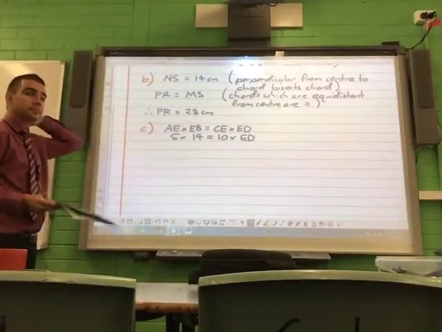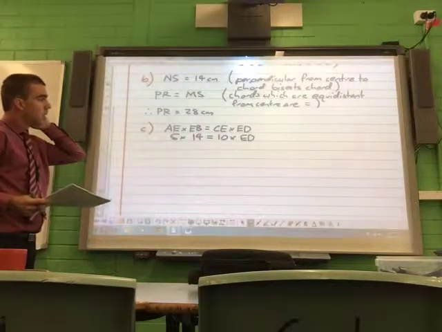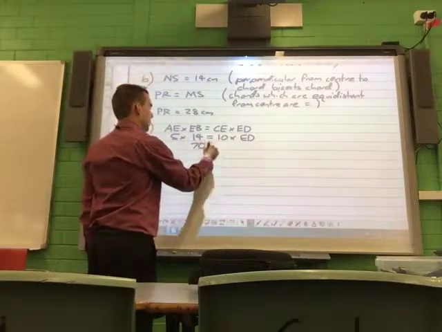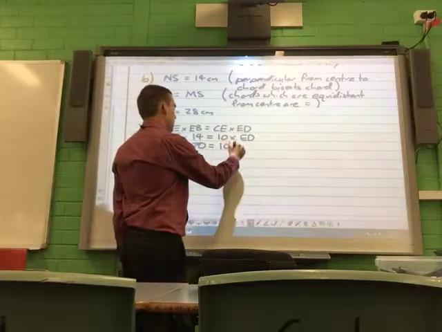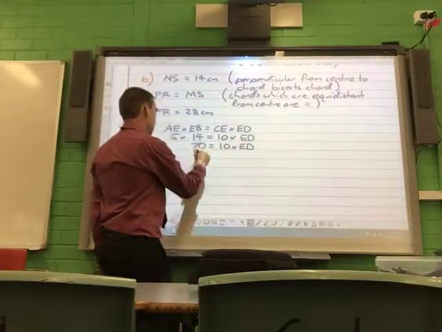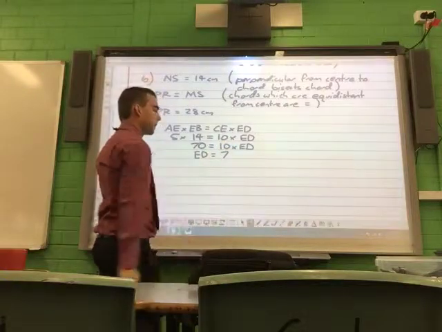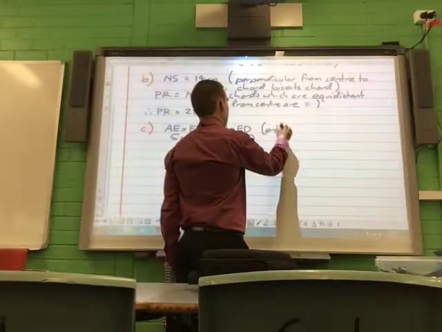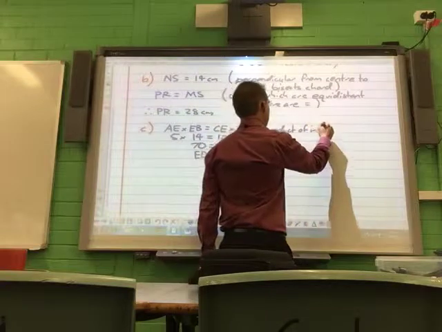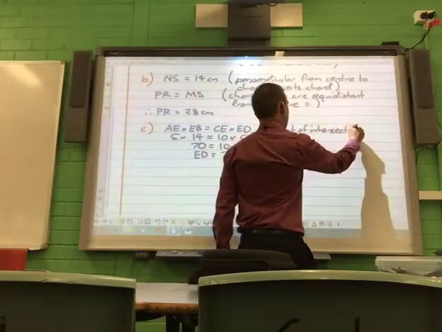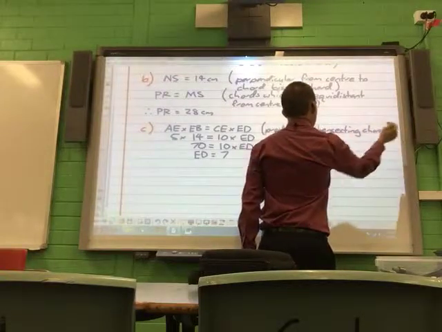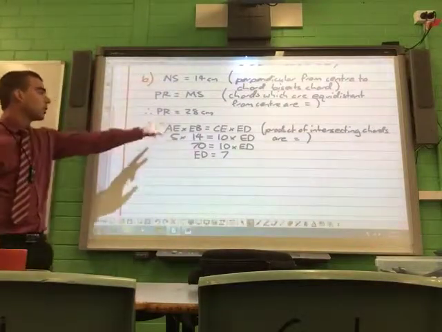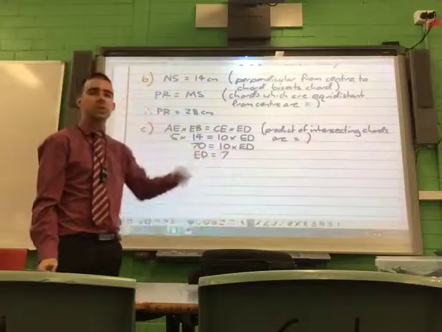Right, 5 times 14 is 70, is equal to 10 times ED, so ED equals 7. We should probably state a reason: product of intersecting chords are equal. Which is true because 5 times 14, which is 70, and 10 times 7 is also 70.